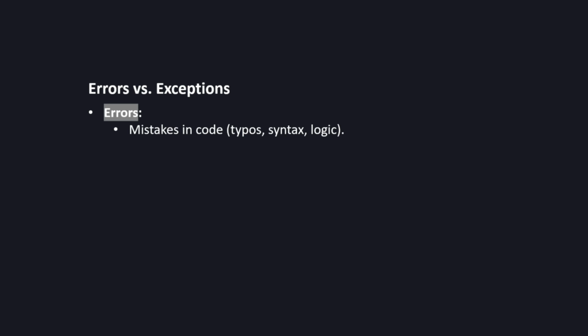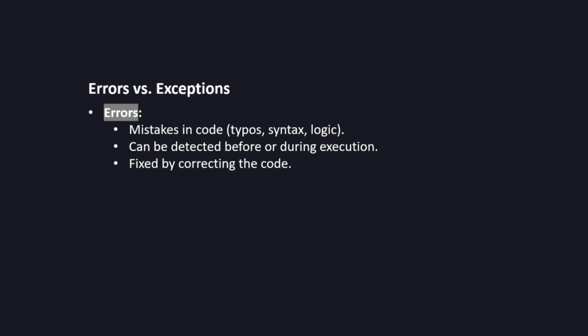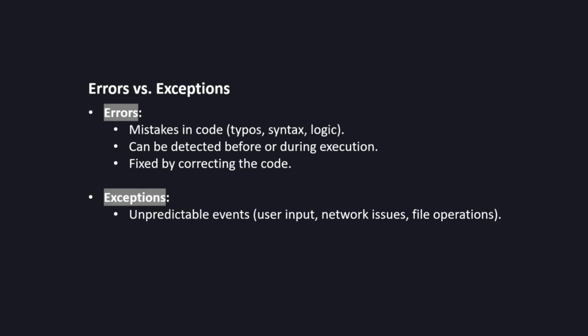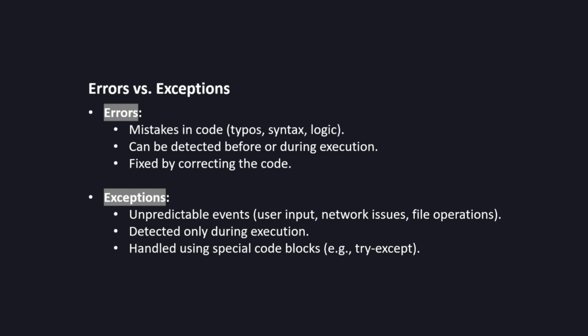Errors are mistakes that you make in your code, such as typos, wrong syntax, wrong logic, etc. Errors can be detected before or during execution of your code. Errors can be fixed by correcting your code. However, exceptions are events that happen outside your control, such as user input, network issues, file operations, etc. Exceptions can only be detected during the execution of your code. Exceptions can be handled by using special code blocks that deal with them.